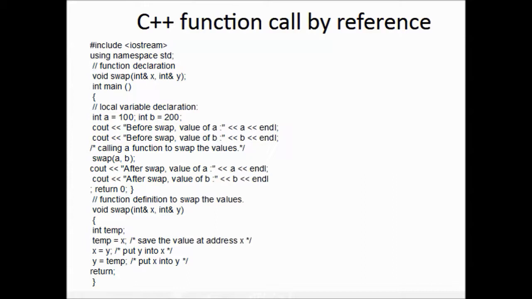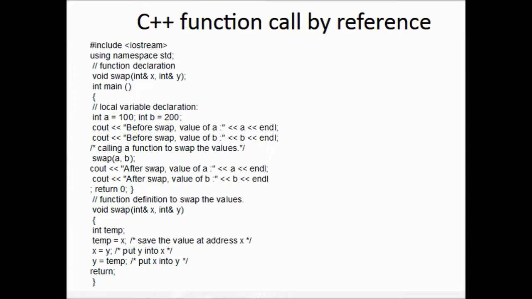Into our main program we use two variables a and b and pass 100 and 200 values respectively to these two variables. After passing the values to these variables, we display these values on the screen. We write before swap value of a is equal to a, before swap value of b is equal to b. Then we call our function.